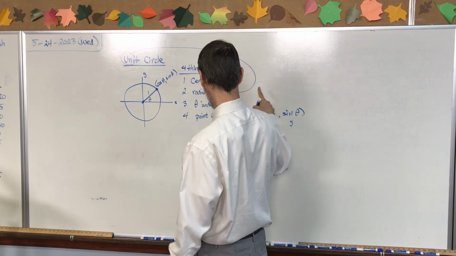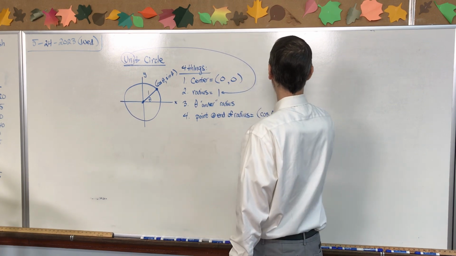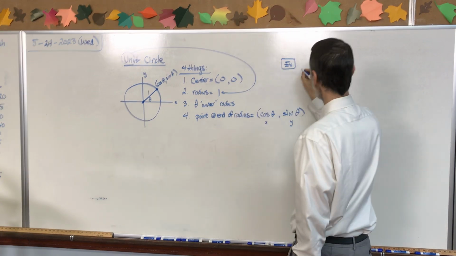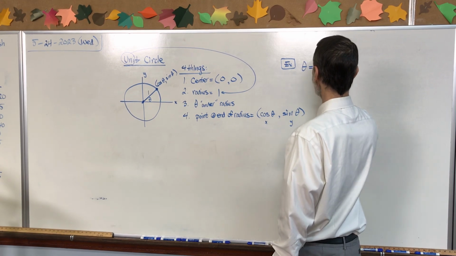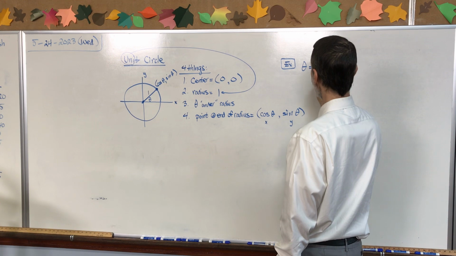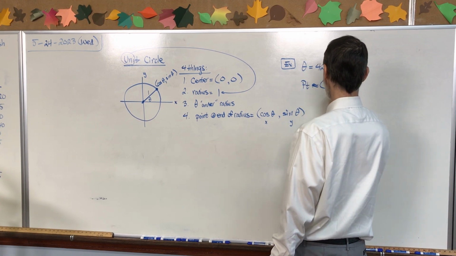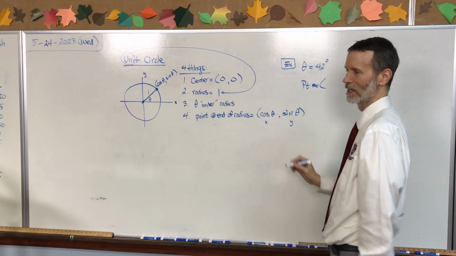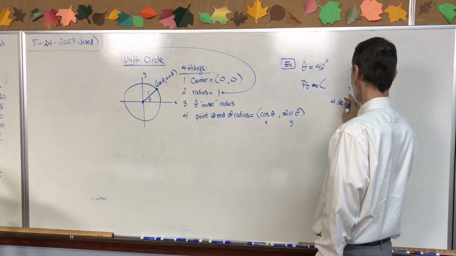Let me see. For example, if you had theta equal to 42 degrees, then the point is approximately what? And I would like it to 4 decimal places.